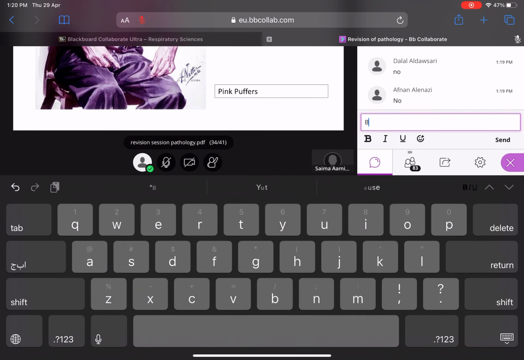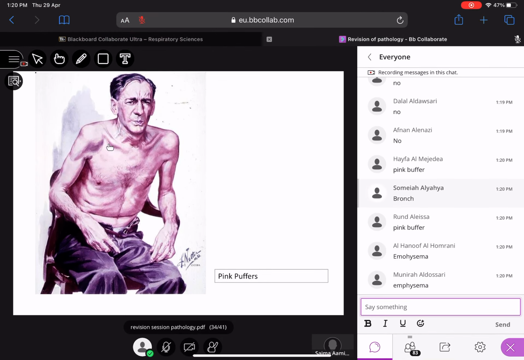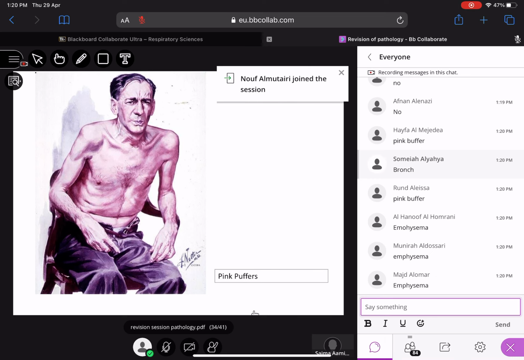Who is he? Pink puffer. Yes, you can see he's sitting in a hunched over position. He is breathing through pursed lips. Accessory muscles of respiration are in use. He is thin, cachectic, because there is increased work of breathing, and there is cachexia also, and he appears pink because they maintain oxygen levels till the quite late stage. So yes, absolutely right, your diagnosis is emphysema.